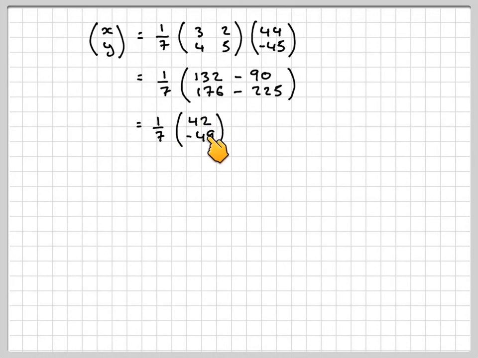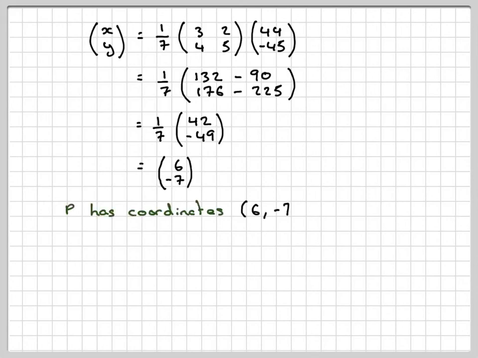Now's a good time to take the 7 in. You can see that both of these numbers are divisible by 7. So we get 42 divided by 7, which is 6, and minus 49 divided by 7, which is minus 7. Therefore, P has coordinates (6, -7).